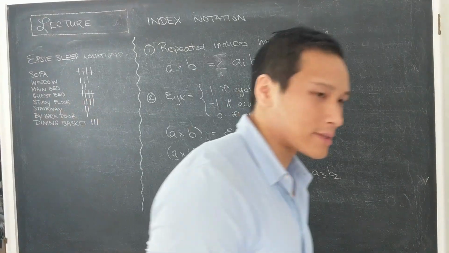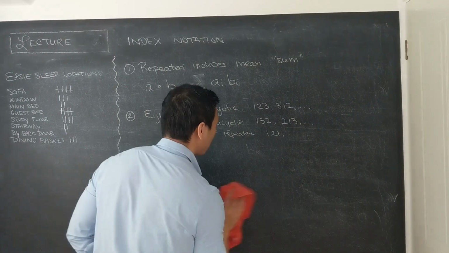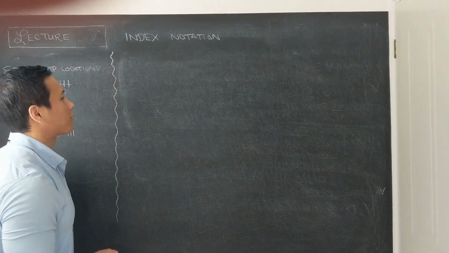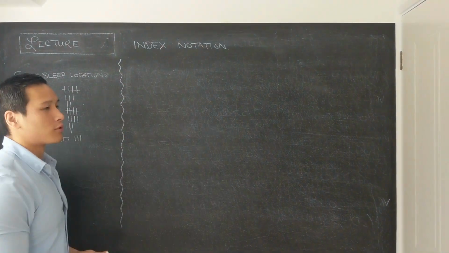Okay, so I'm going to give you one example. We're going to do the proof of the triple scalar product, and you can see how short you can make it by using these rules.